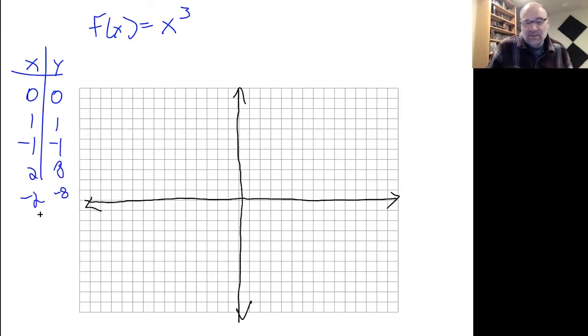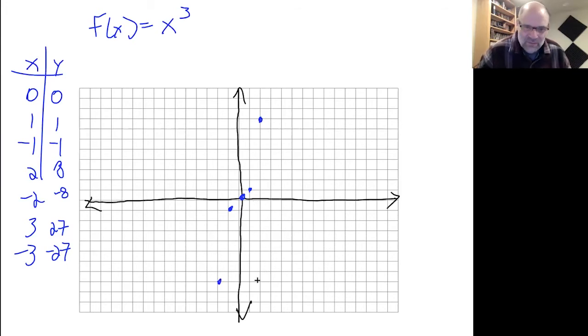So instead of the negatives going to the same value like it did in quadratic functions, they are going to the opposite values. So 3 would give you 27, which is off the graph here. -3 will give you -27. So 0, 0 is right here. 1, 1, -1, -1, 2, 8, and then -2, -8. So here's what a cubic function looks like.